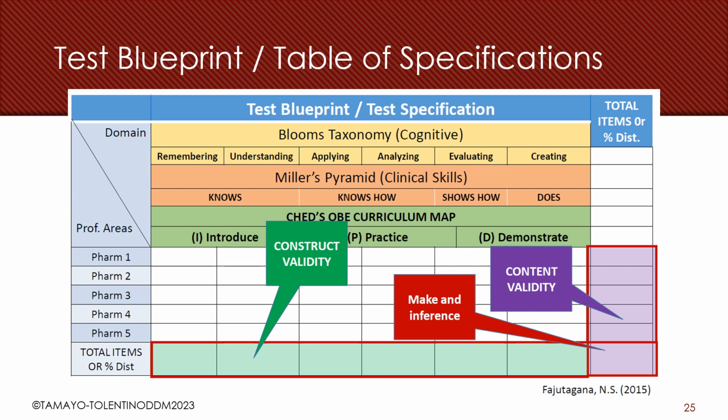The total number of items for per level of learning represents construct validity kasi diba bawat components planong i-assess. Content validity is reflected by the last column, which refers to adequacy of the number of items per construct.